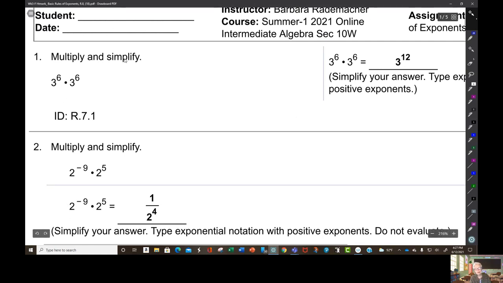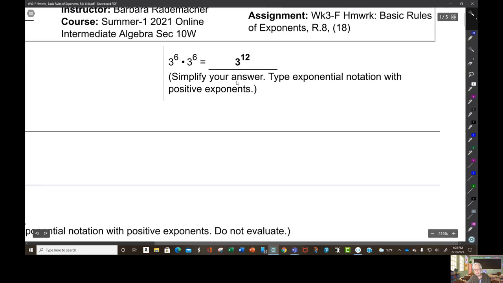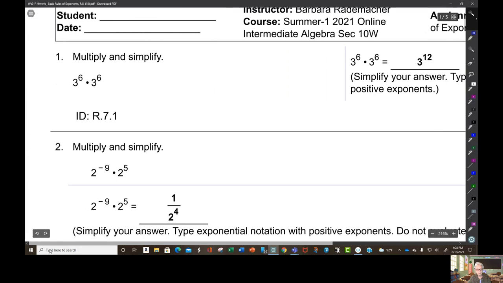Multiply and simplify, it says. But also over here, it says simplify your answer, type exponential notation with positive exponents. So we need to discuss a little bit of vocabulary. This three is called the base. The six is called the exponent.